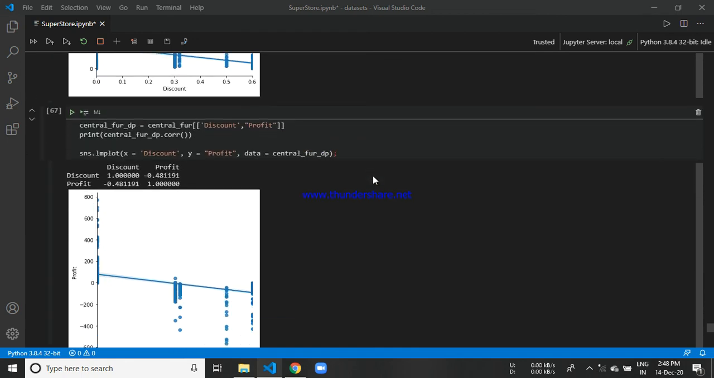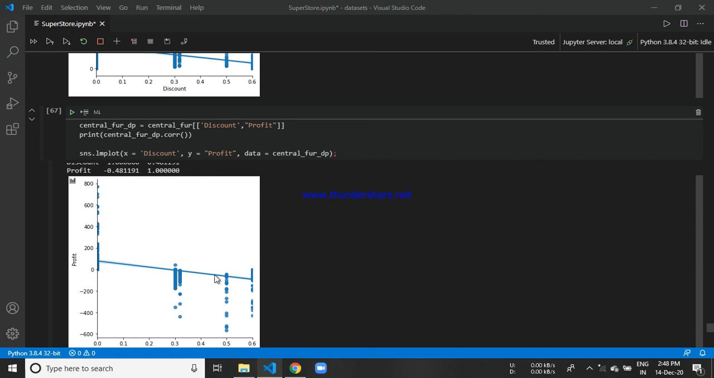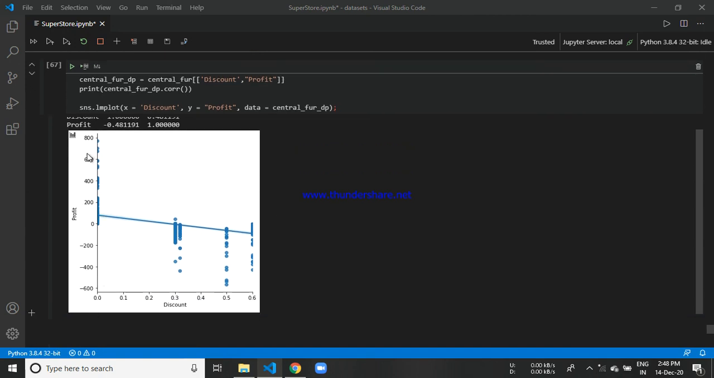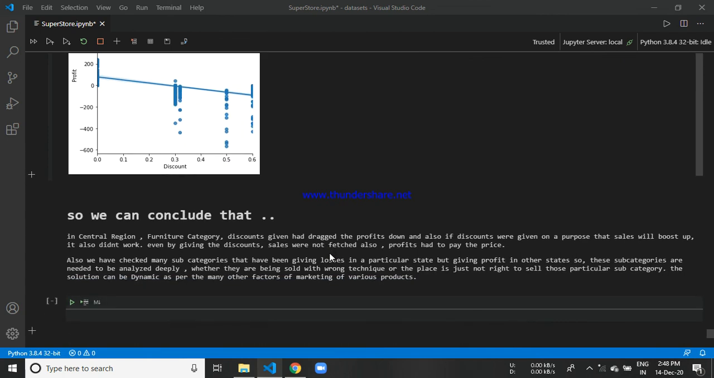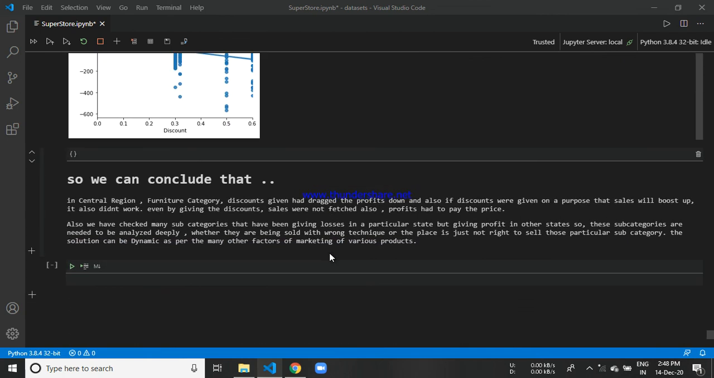Okay, discount to the profit, yes, it is absolutely very low. At 0% discount, the profits were in the positive region, and when the discount got above 0.3, that is 30%, the profits drastically came down. Okay. So at the end, we can conclude that in the central region, furniture category discounts had dragged the profits down, and also if discounts were given with the purpose of boosting sales, it has not worked. Even by giving the discount, sales were not fetched. Also, the profits had to pay the price.